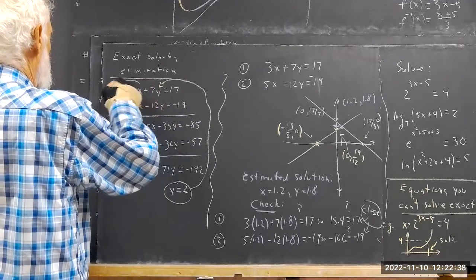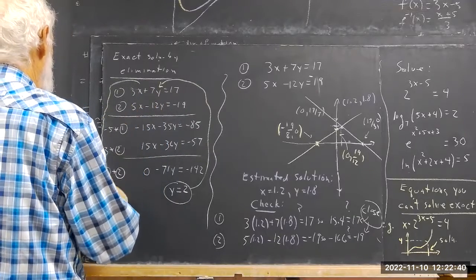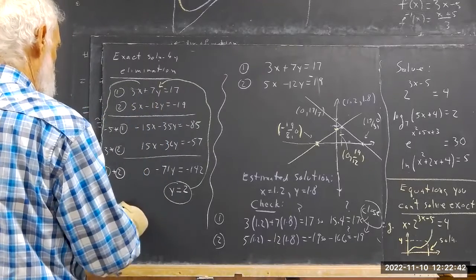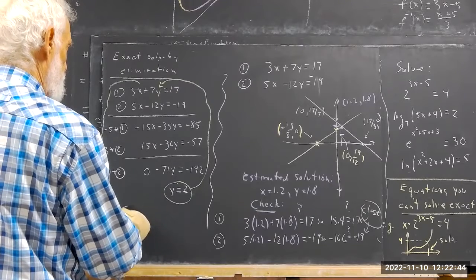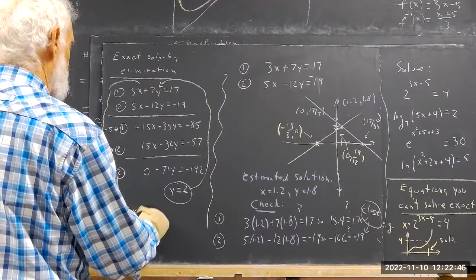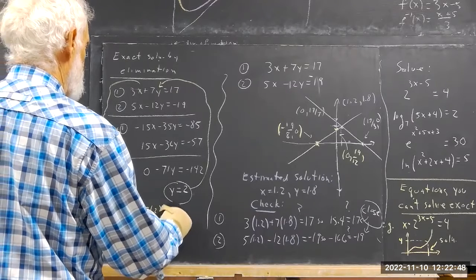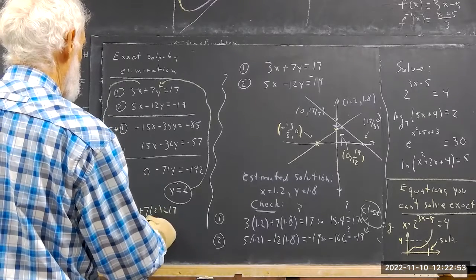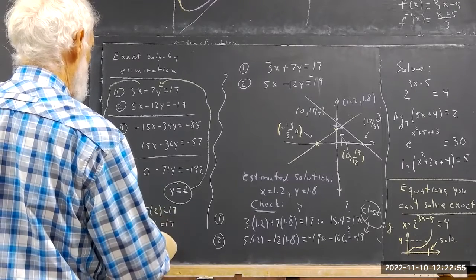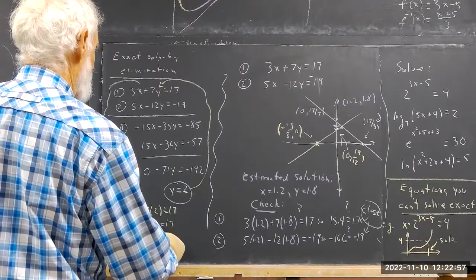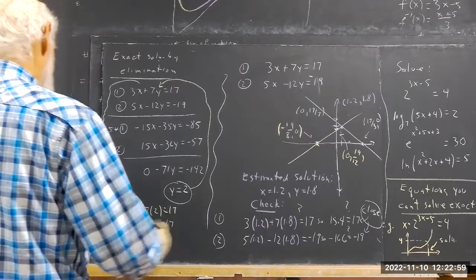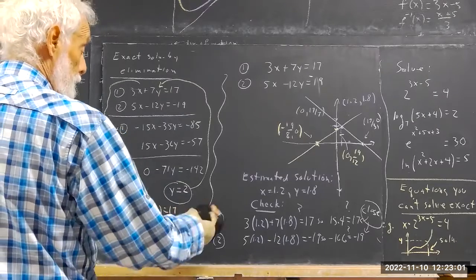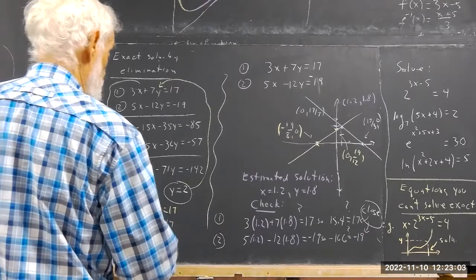It's easiest to draw the arrow to the first equation. And out of that, we get the equation 3x plus 7 times 2 equals 17, which is 3x plus 14 equals 17. And finish out the solution. You subtract 14, you get 3 on this side, 3x equals 3, so x equals 1.